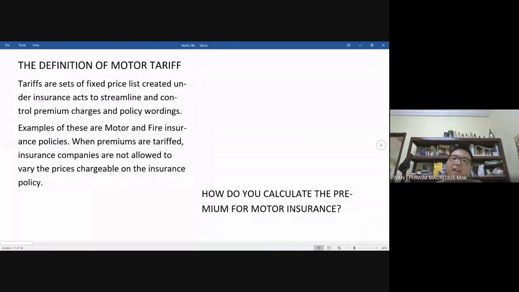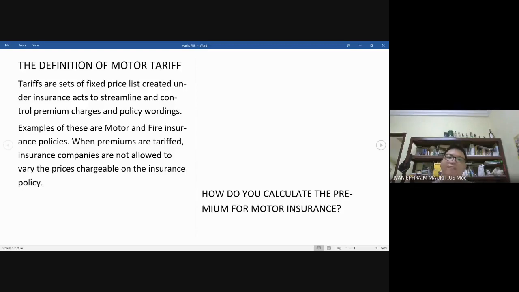Good evening. Today, me and Najib, which is my partner, will be presenting about motor insurance as per our mathematics project-based learning. So we're going to be answering the content questions. The first content question is the definition. What is the definition of motor tariff?